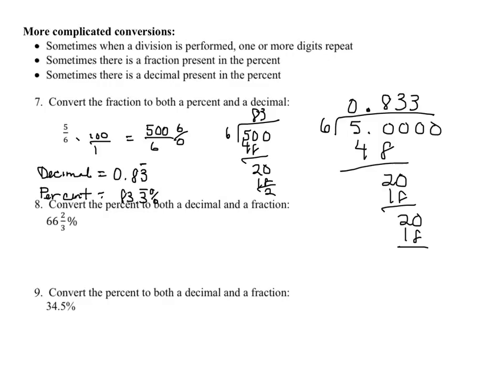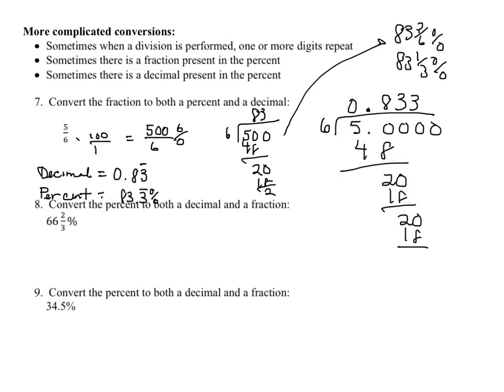So this becomes 83 and 2/6%, which is 83 and 1/3%. So cool. Now, the next one is to convert the percent to both a decimal and a fraction again.